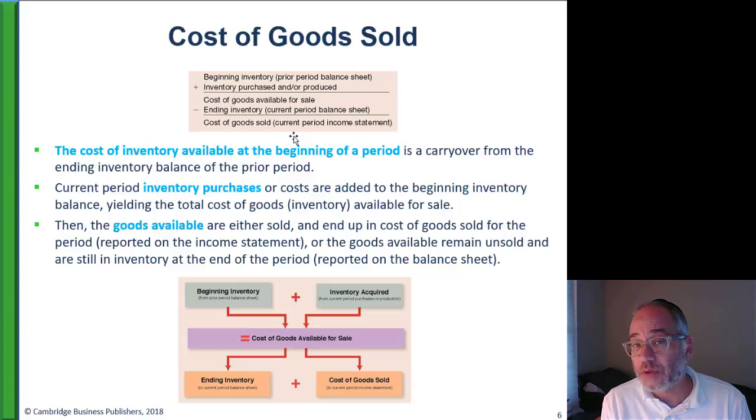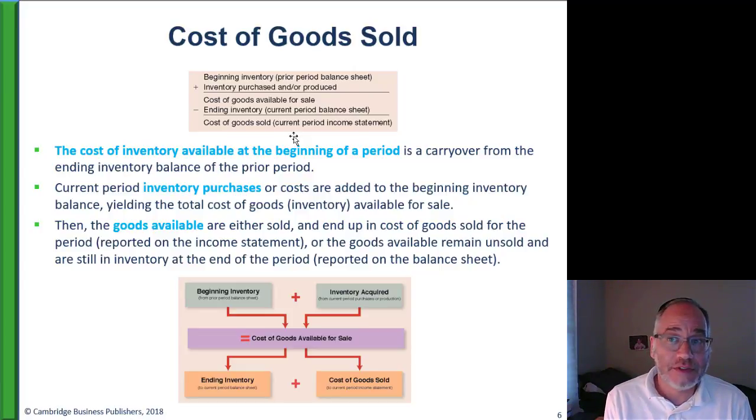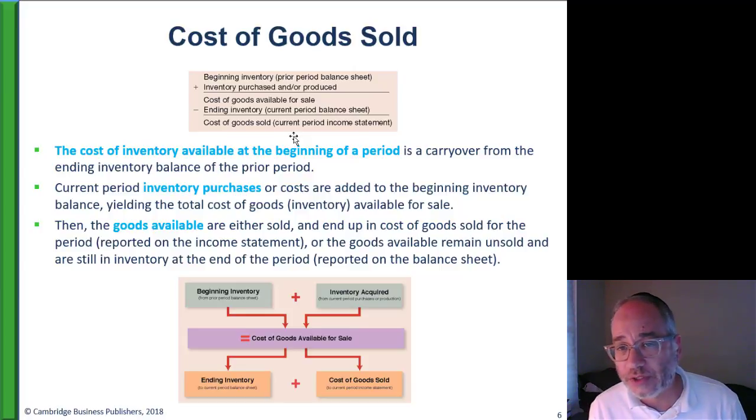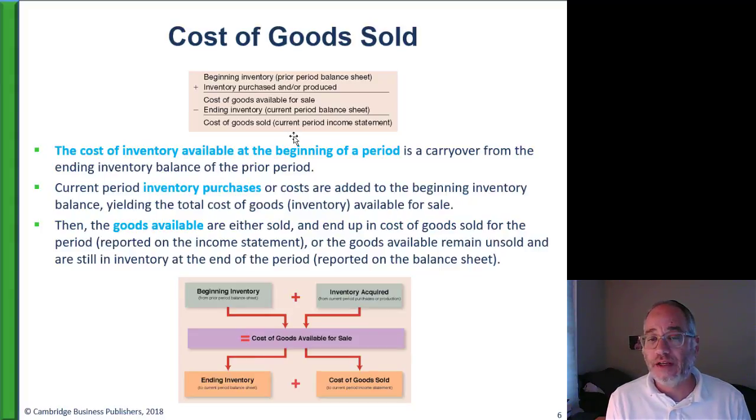And again, beginning inventory is whatever ending inventory was last year. And inventory purchase would be a situation when you're buying your own inventory. Let's say you're a retailer. But if you're a manufacturer, instead of putting inventory purchased in there, you would be putting in cost of goods manufactured or produced. So COGM, cost of goods manufactured, would go in there instead of inventory purchased if you were making the goods instead of selling them.